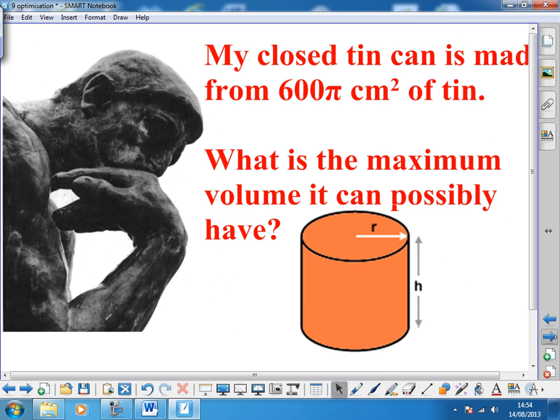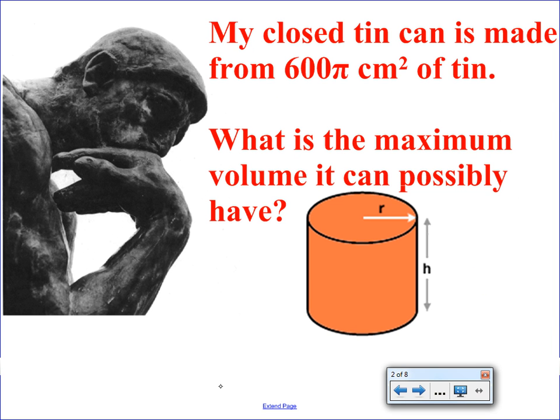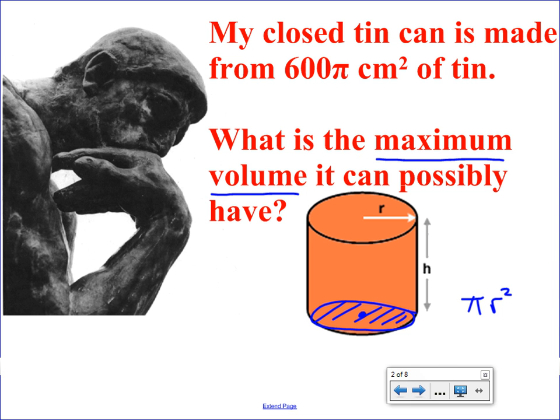So here's an example of the sort of thing. We have the question, what is the maximum volume? So this is optimisation. What is the maximum volume? And the volume of a can is the area of the bottom, which is pi r squared, times the height. So that's what volume is. Okay? So we're looking for the maximum.